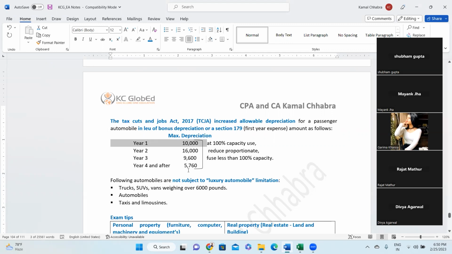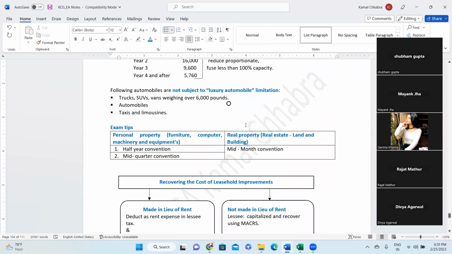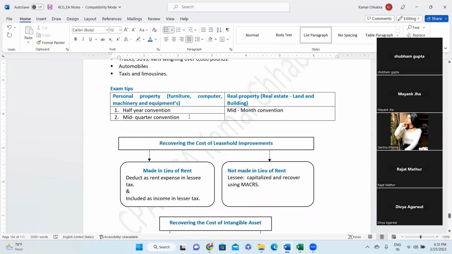Make sense? The following automobiles are not subject to the luxury automobile limitation, which include trucks, SUVs, and vans over the weight of 6,000 pounds. Also, some hotels have luxury cars as commercial vehicles. Will they come under the limitation? No. That is for business purposes. Very good point, like taxis, limousines, all those.